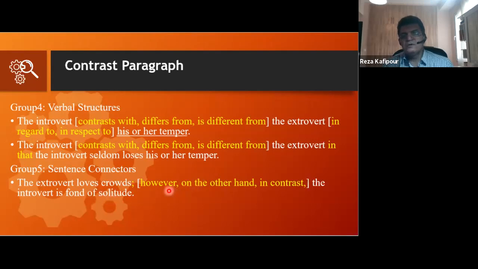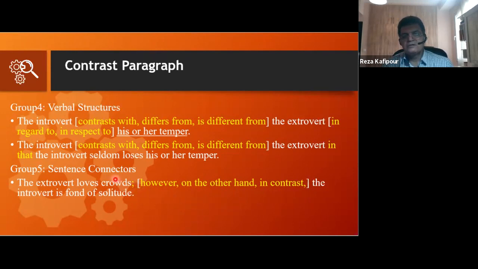So no difference between sentence connectors here. You may use however, on the other hand, or in contrast. Just pay attention to punctuation: before, semicolon; after, comma. But if you finish the first sentence, instead of a semicolon, we may have a full stop, then however with capital H, comma, then the second sentence. Another choice.